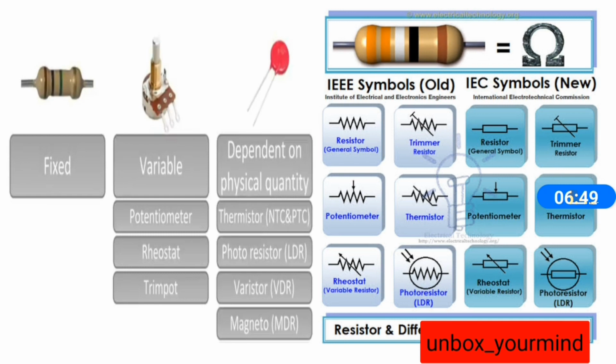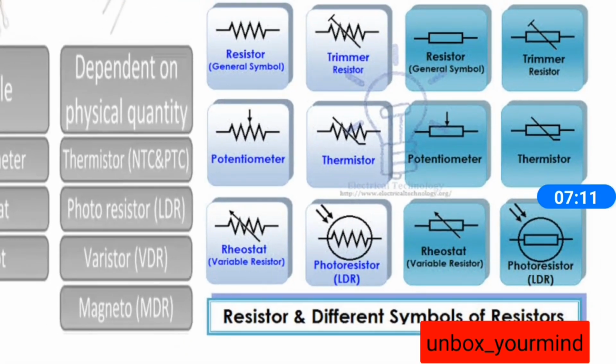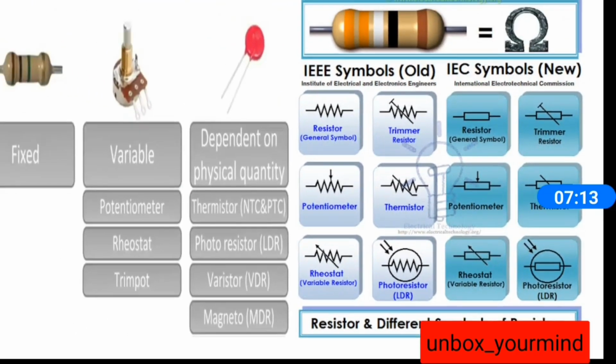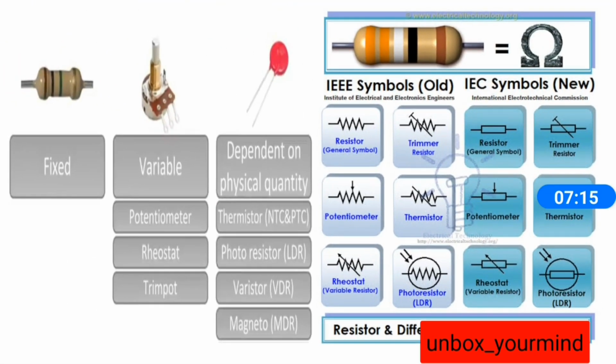So LDR is like, when the device is exposed to light, the resistance will be decreased, and when it's under low light, the resistance will be increased. So we'll be seeing it in the circuits. So these are the various symbols for resistors used practically, and these are all international standards, that is IEC symbols.